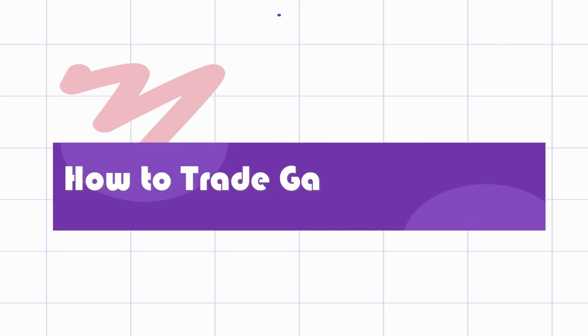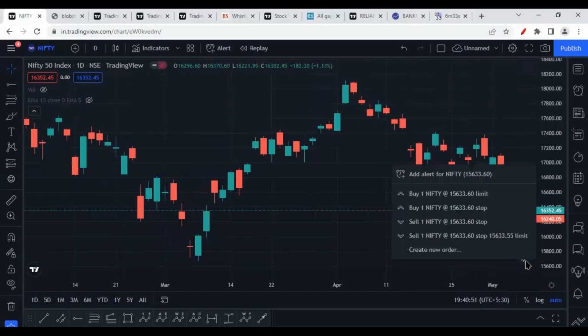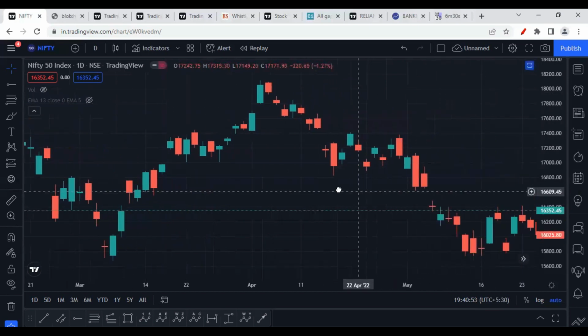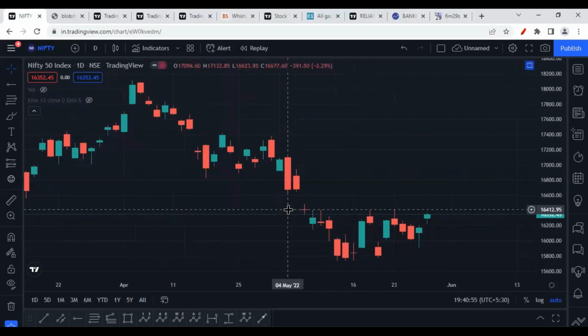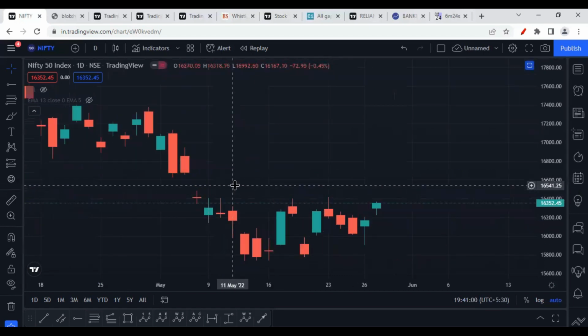The next point is related to intraday trading of gaps. So how can you trade intraday? Let's say it opened gap up. You don't want to forecast the gaps, you just want to encash whenever it opens gap up or gap down. Then how can you forecast that the move will continue in the same direction? Let's check that.